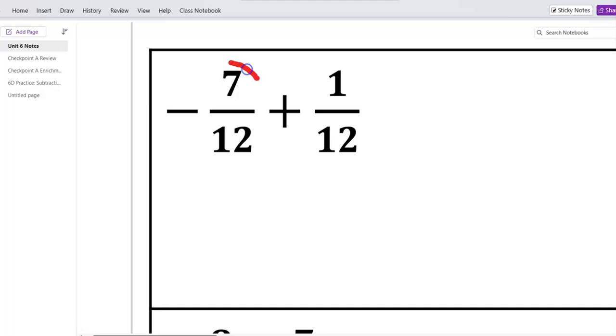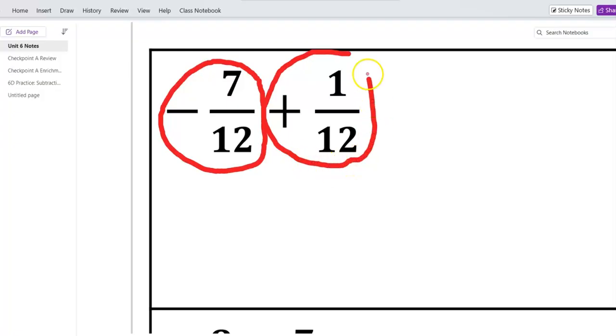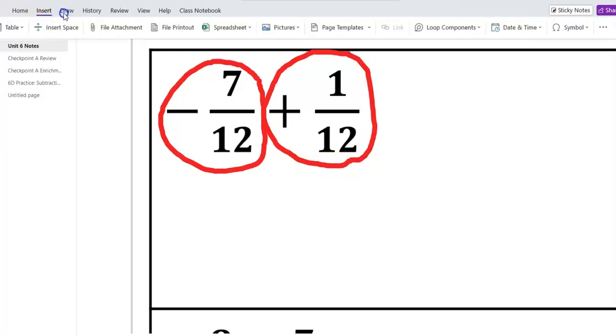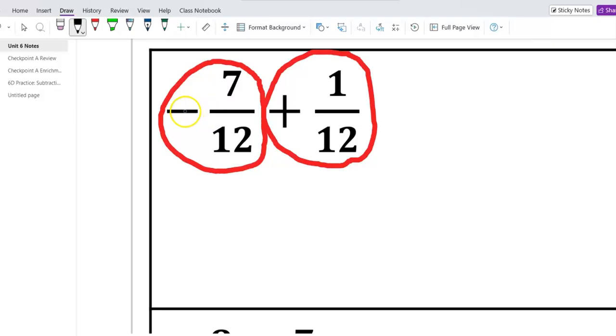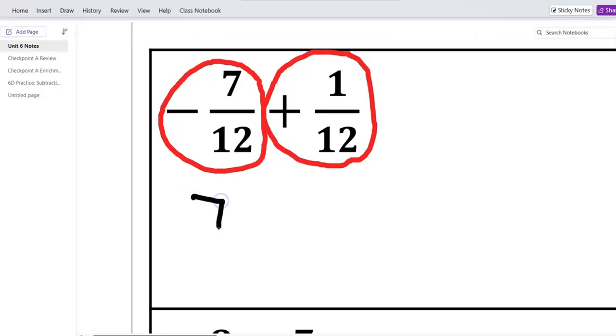But first, I always like to start off by circling the number and the sign in front of it, just so that I can see if they have the same signs or different signs. And I can see on this one, these have different signs. We've got a negative 7/12 and a positive 1/12. So we will need to subtract these. So 7/12 minus the 1/12.